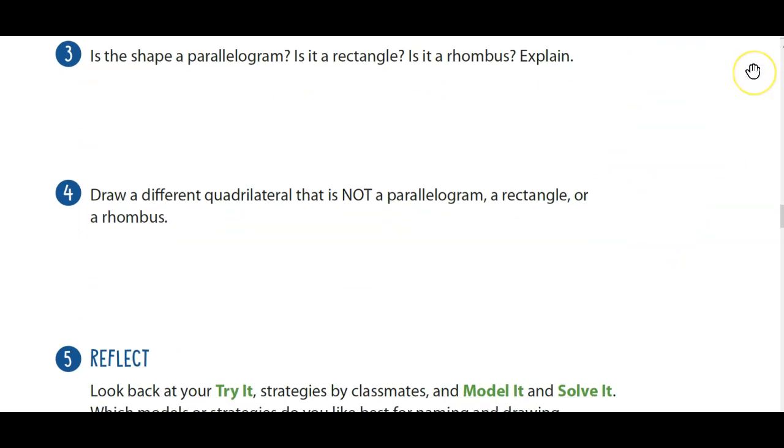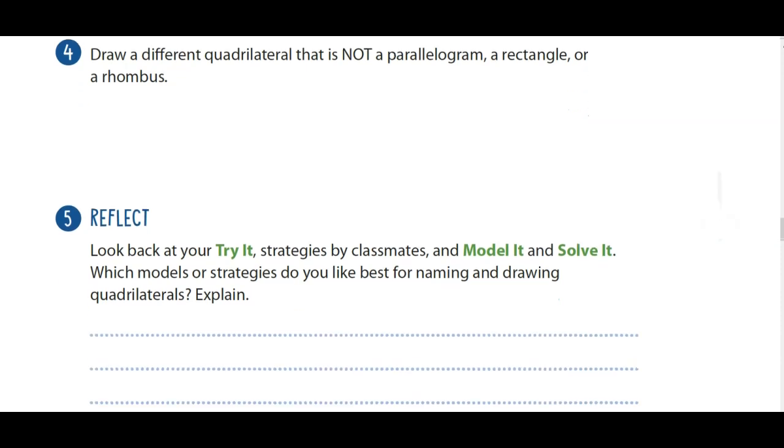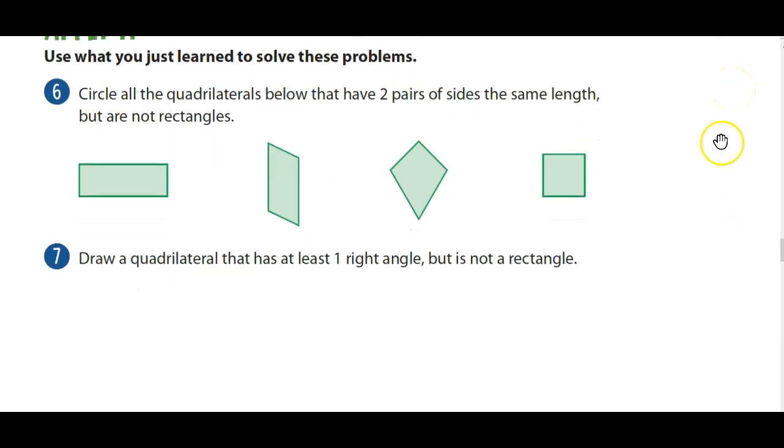It says draw a quadrilateral that is not a parallelogram, is not a rectangle or a rhombus. So if you did something like this, like that. So now you try. Here it says circle all the quadrilaterals below that have 2 pairs of opposite sides of the same length. There's 3 of them. This one here, here, and here.